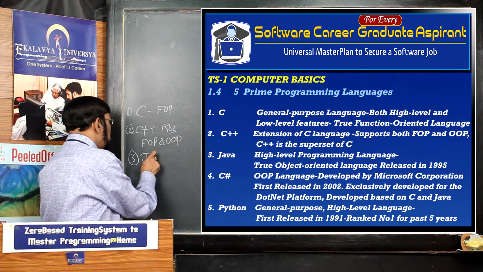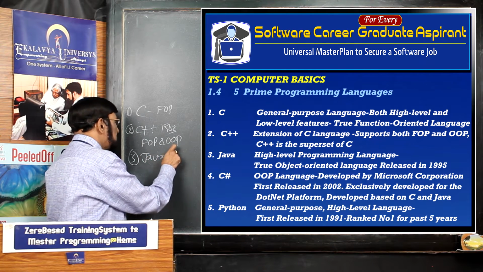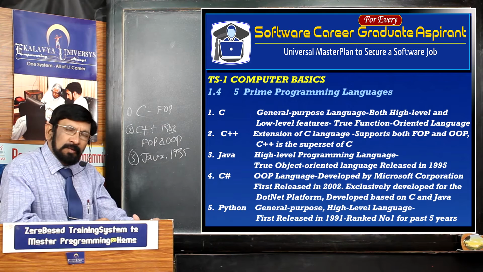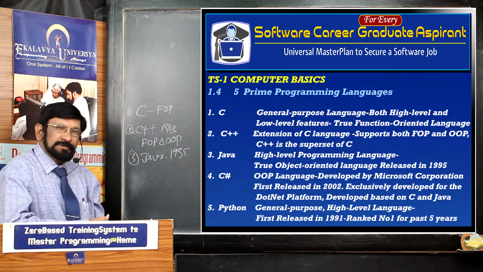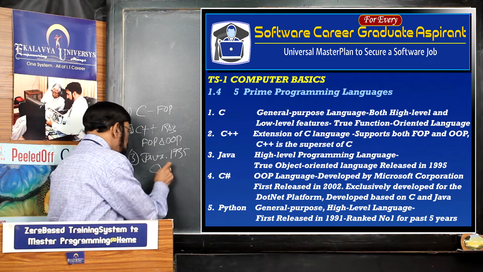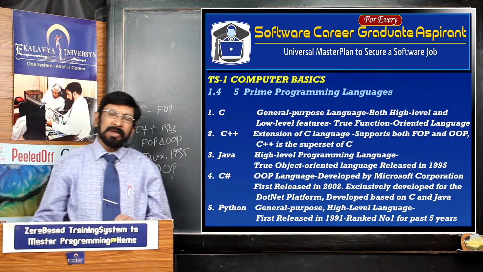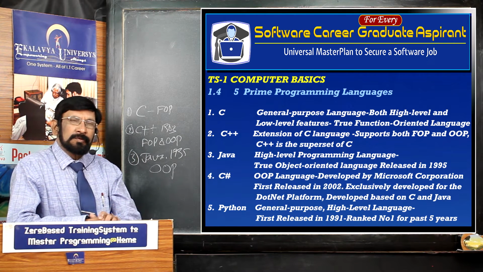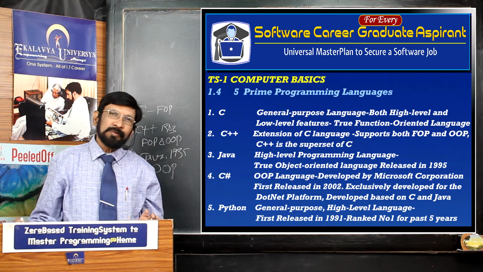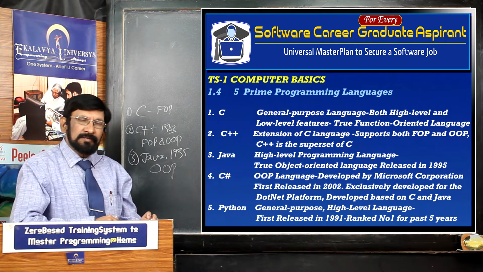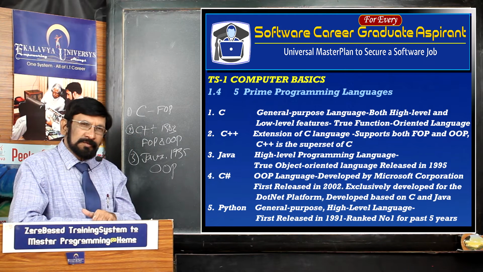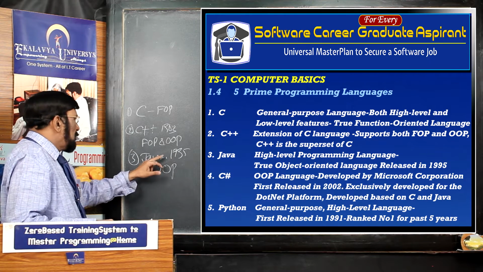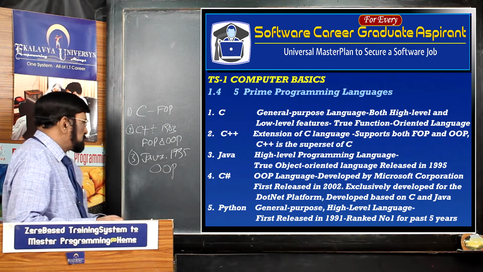The third one is Java. Java was released in 1995, and it was developed by Sun Microsystems. Now it is taken over by Oracle Corporation, and it is a true object-oriented programming language, the most powerful language in the world. 20% of the world's programmers are Java programmers, and 90% of the Fortune 500 companies of the world are using Java for their applications.